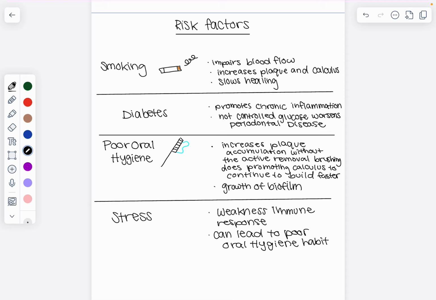Stress is also a huge factor in getting periodontitis if it's not controlled or you're under a lot of stress a lot of the time. It weakens your immune response, so your immune system is constantly down. It can lead to poor oral hygiene habits in general. It may stop you from brushing your teeth at night or in the morning and get you off track of your oral hygiene care.